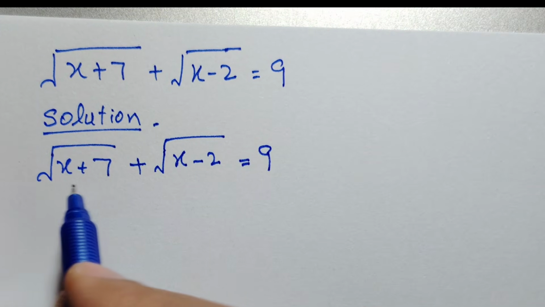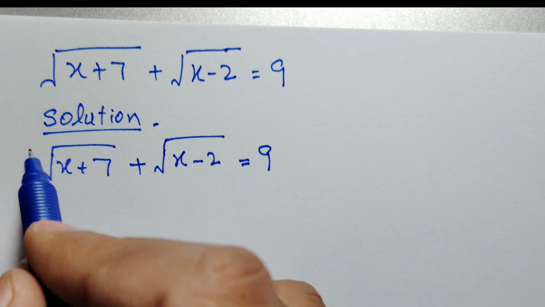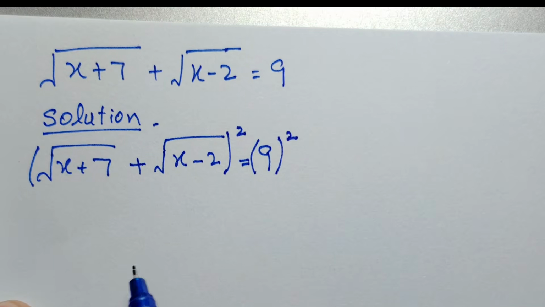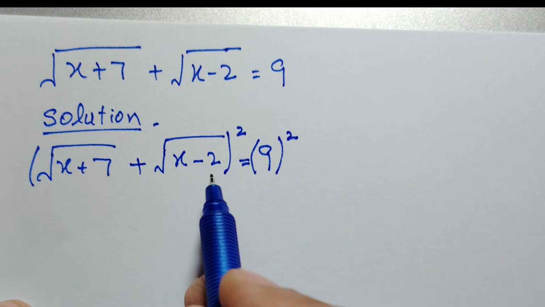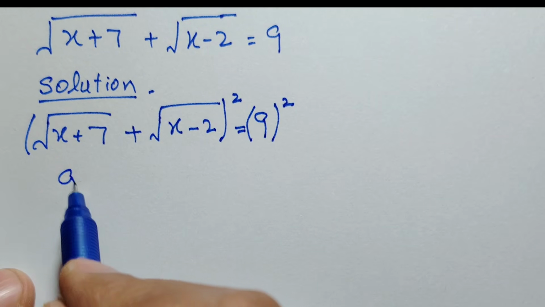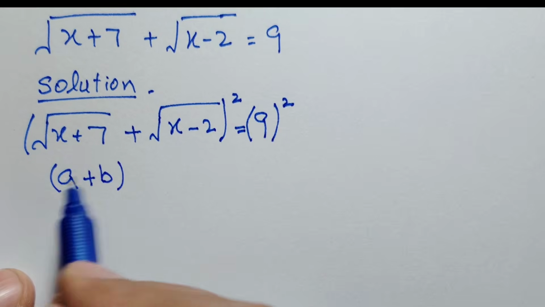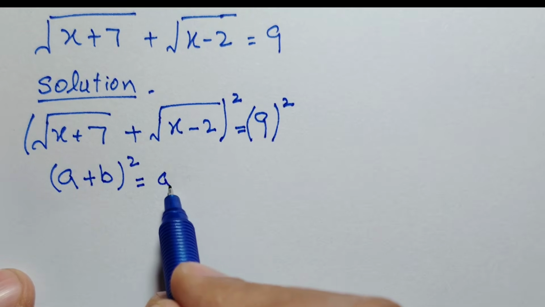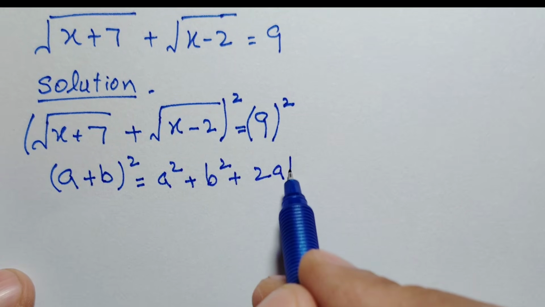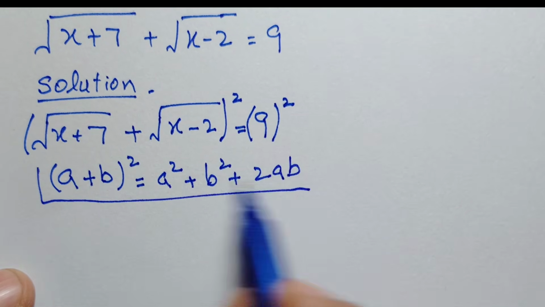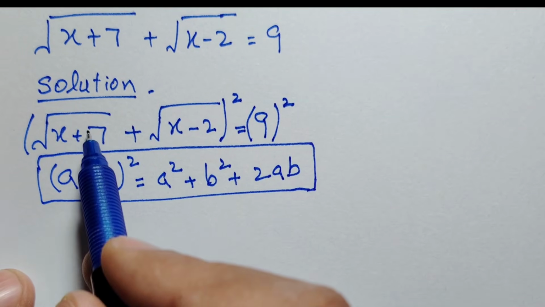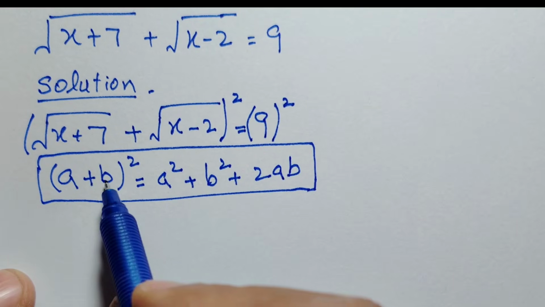Now we take square on both sides, left hand side and right hand side. It becomes the square of this one and 9 square. Now we have one condition in which (a plus b) square, which is equal to a square plus b square plus 2ab. We apply this condition on the left hand side of our equation. Here a is equal to square root x plus 7 and square root x minus 2 is b.